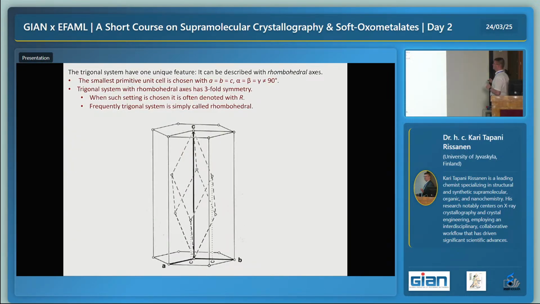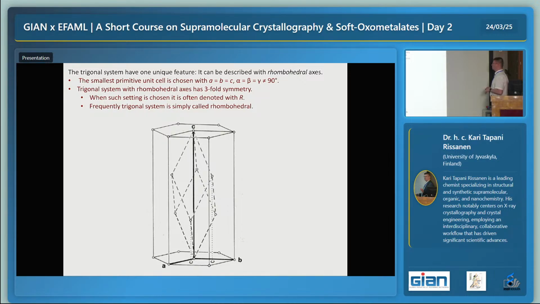It can be described with rhombohedral axes. Again, it's not really important for you. This is done automatically by the computer programs. So it's just a mathematical transformation done by the computer program automatically, and you don't have to worry about this. The new programs can do this automatically.